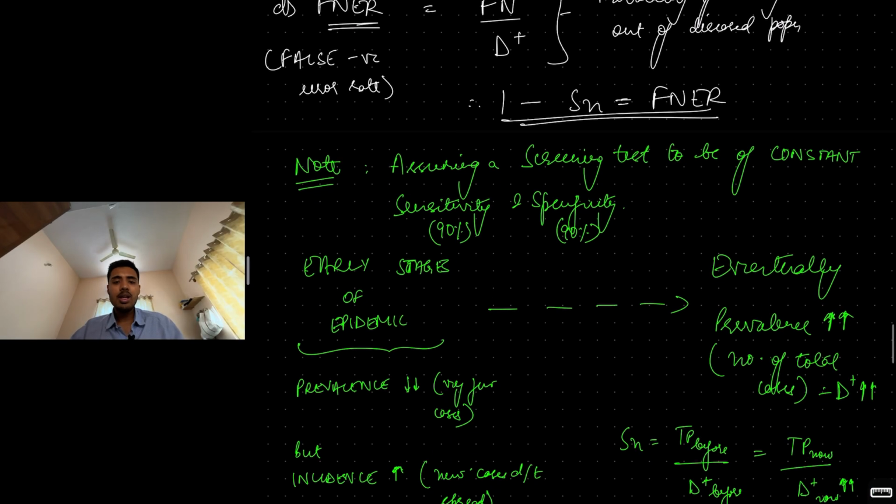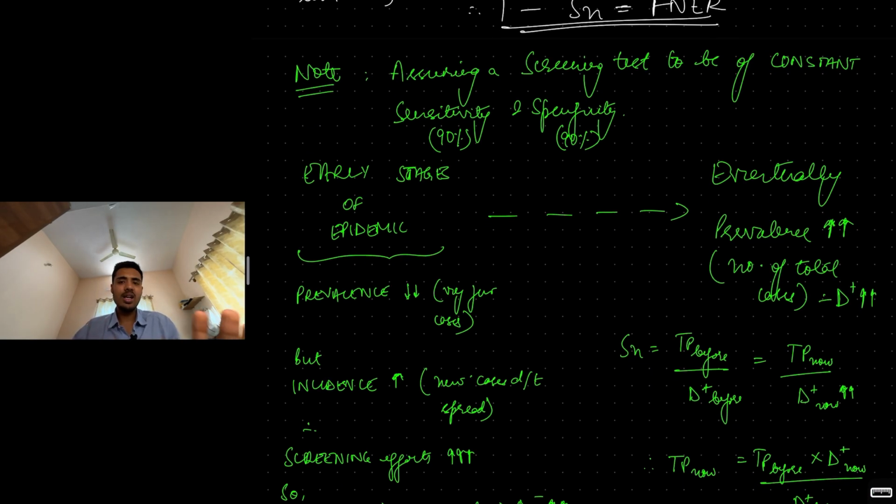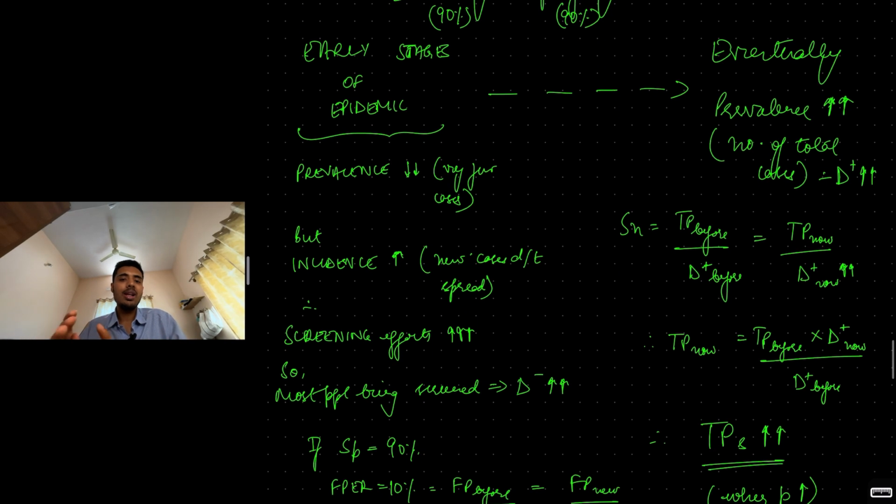Next, we'll assume there's a screening test that has a constant sensitivity of 90%, constant specificity of 90%. Just remember constant sensitivity and specificity. You have an epidemic in a region, early stage, very early stage, but you've identified it to be an outbreak. Because it is in the early stage, prevalence is low. Total number of cases is very less, very few cases. But incidence is high. Why? Because now the epidemic is spreading. New cases are coming up. So incidence is high, but prevalence is still low. Why? Because we are in the early stage. Total number of cases are less, very few, rare cases.